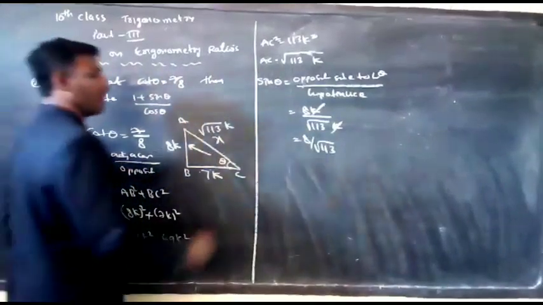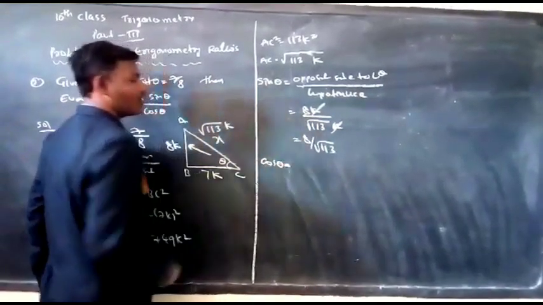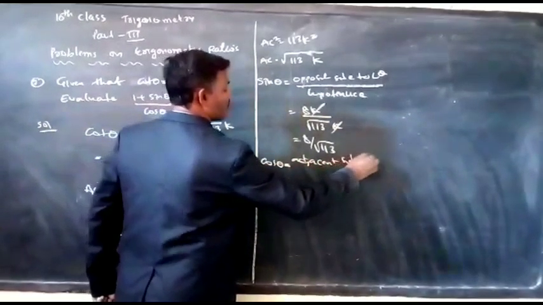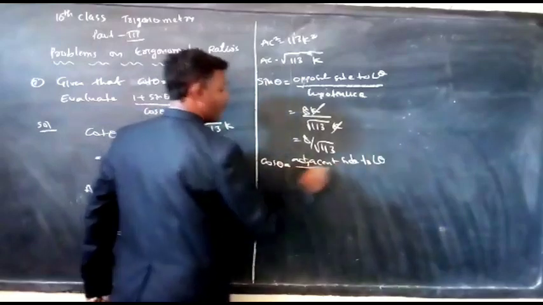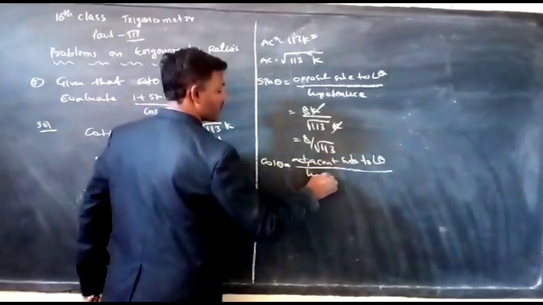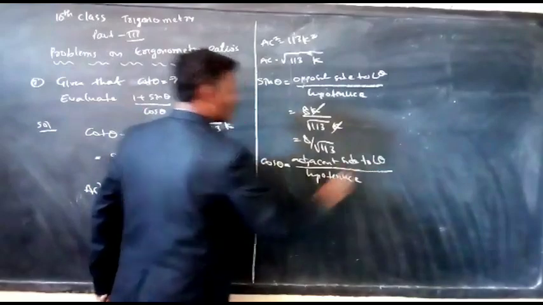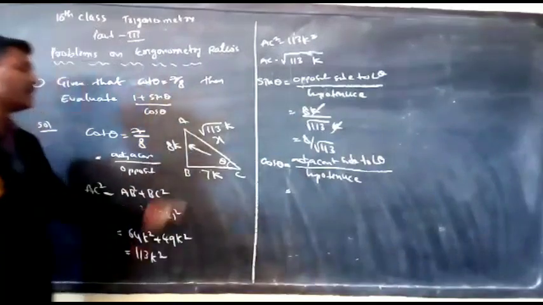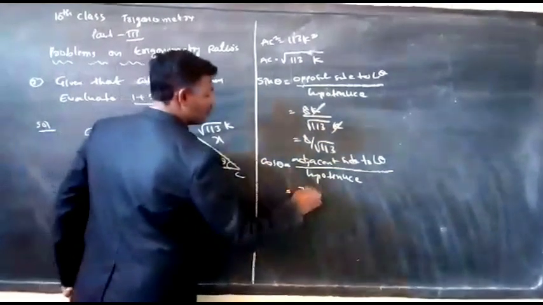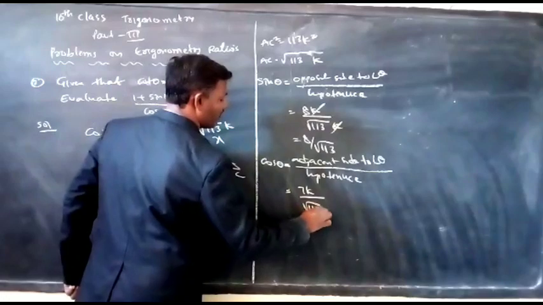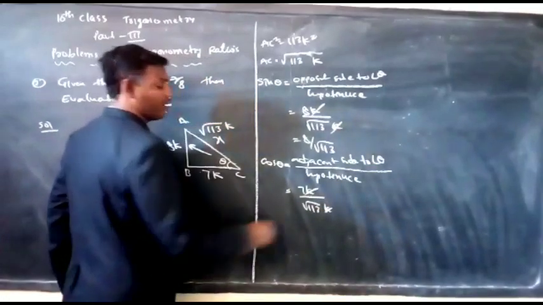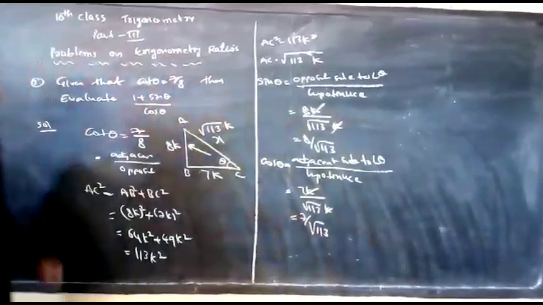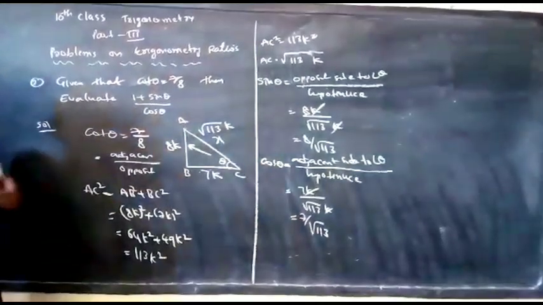Next, I need the cos theta value. What about cos theta? Adjacent side to angle theta by hypotenuse. What is the adjacent side here? 7k. So 7k by root of 113 k. k and k get cancelled. What is the answer? 7 by root 113. Now I know the value of cos theta and also the value of sin theta.